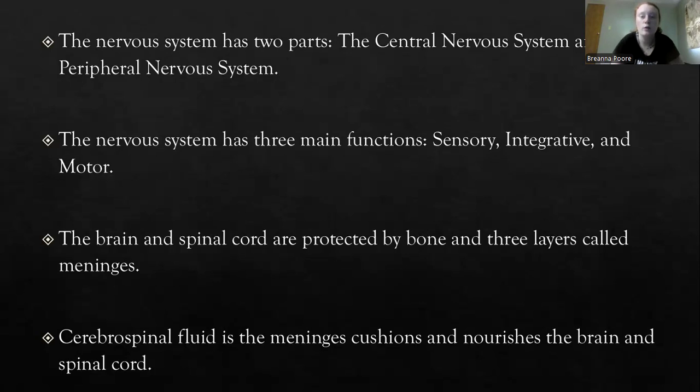The nervous system has two parts: the central nervous system, which is the brain and the spinal cord, and the peripheral nervous system, which has the nerves that connect the central nervous system to the body. The nervous system has three main functions: sensory, which detects stimuli using sensory receptors; integrative, which processes and interprets the sensory input; and motor, which responds by activating muscles or glands. The brain and spinal cord are protected by bone and have three layers called meninges.